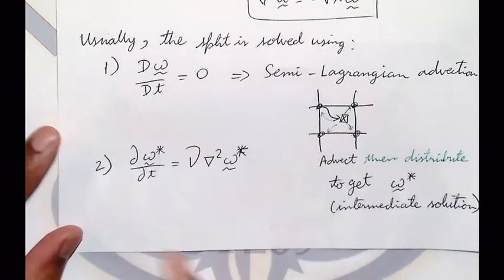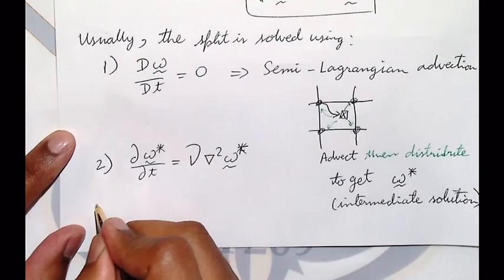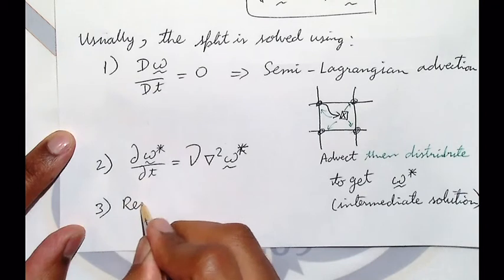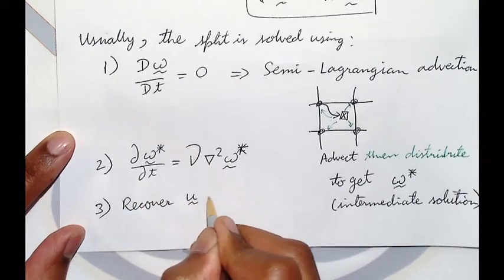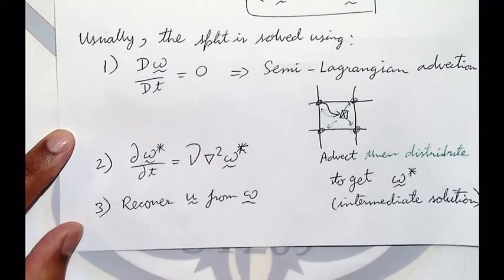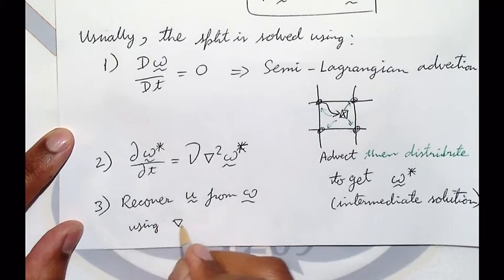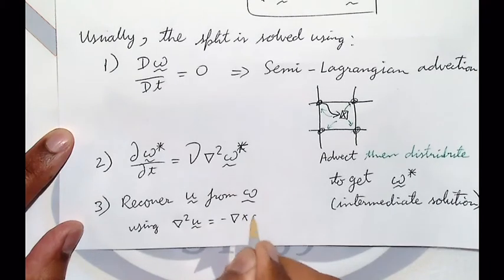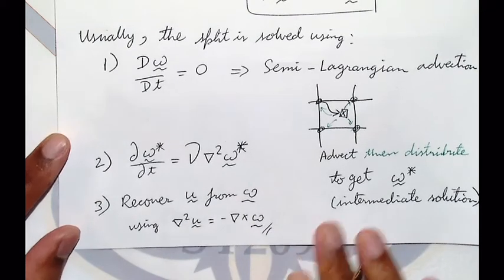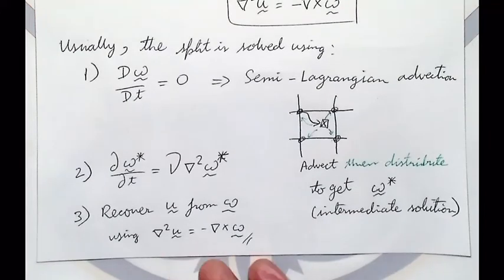Okay? And step 3 is recover u from omega using Laplacian u equals minus nabla cross omega. And we've already talked about how to solve the Poisson's equation. You can form a big matrix, or you can use pseudo time stepping. Does everything make sense? This is a very nice, very elegant way of solving the Navier-Stokes equations.